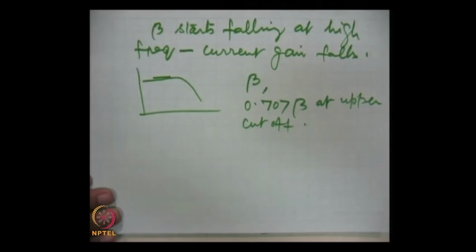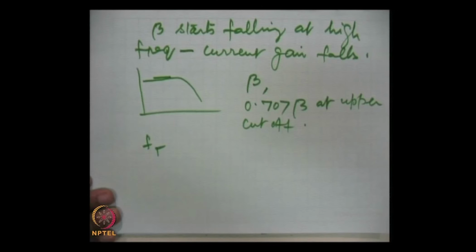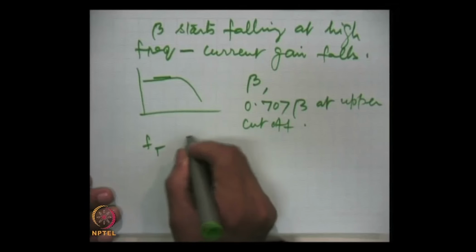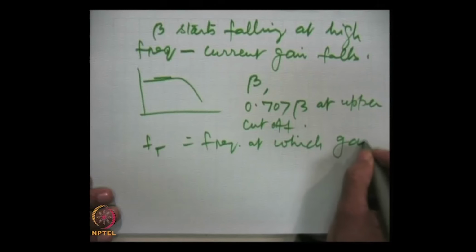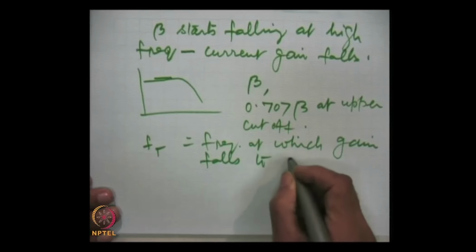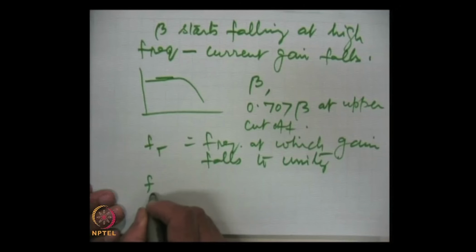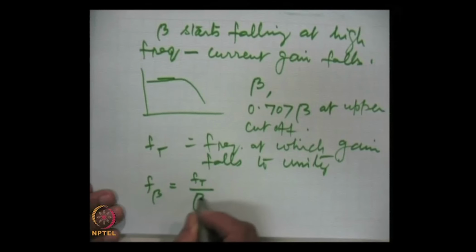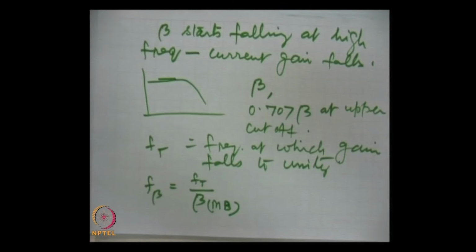Now, manufacturers give another value which we have talked about earlier, f_T. f_T is the frequency at which gain falls to unity, and it can be shown that f_beta is related with f_T by beta at midband. So, this will give the third cutoff.